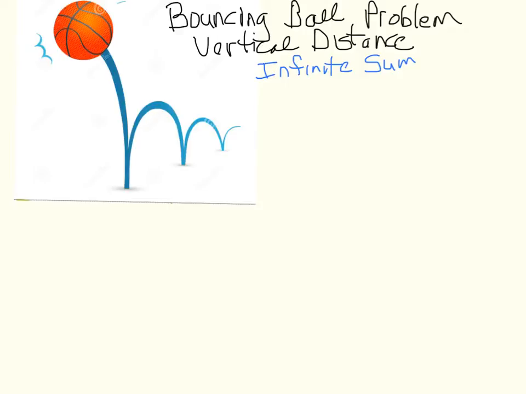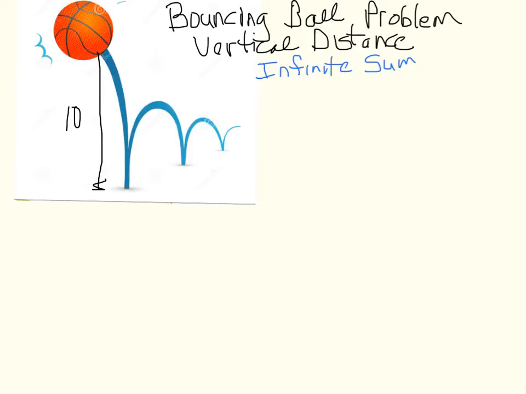So let's see. The problem is going to be that we're going to take a ball and drop it 10 feet. So if we drop this ball 10 feet, we know the first vertical distance would be 10 feet. That's what we're finding, the vertical distance. Vertical distance means the distance going up and down, not necessarily the total distance.